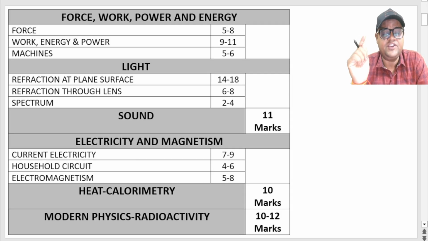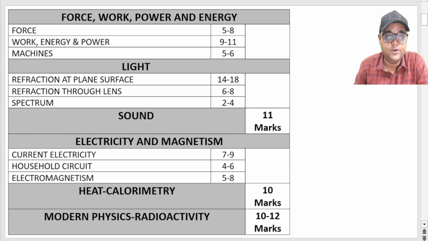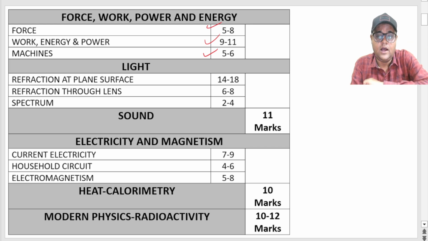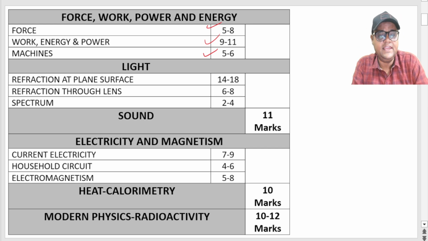See, your first chapter is force, which has a weightage of 5 to 8 marks. Second chapter, work energy power, it has a weightage of 9 to 11 marks, and machines has a weightage of 5 to 6 marks. See, 2-3 marks can vary. The entire chart which you can see on your screen has been prepared with thorough research across all the platforms, all the sample papers that are available in the market, and going through all these papers, this chart has been prepared. So there might be a variation of 2-3 marks, but not more than that. Right. So chapter number 1, force, 5 to 8 marks.